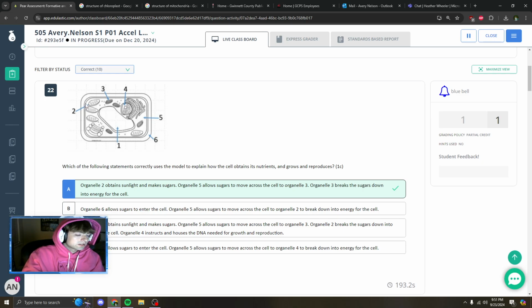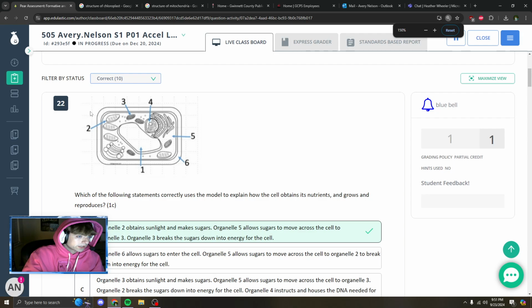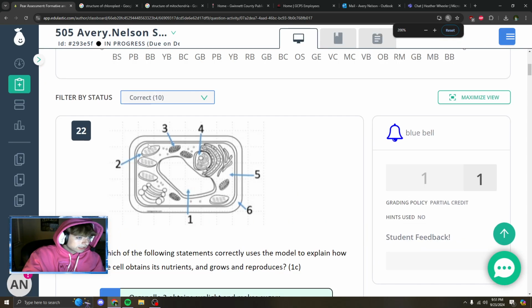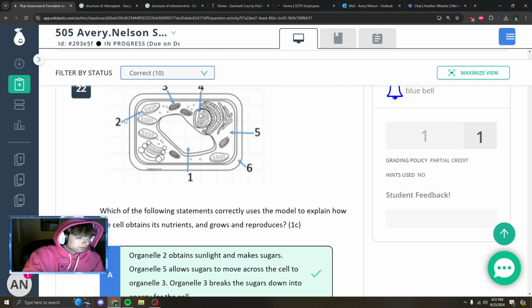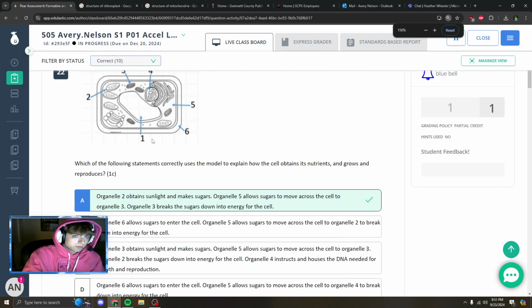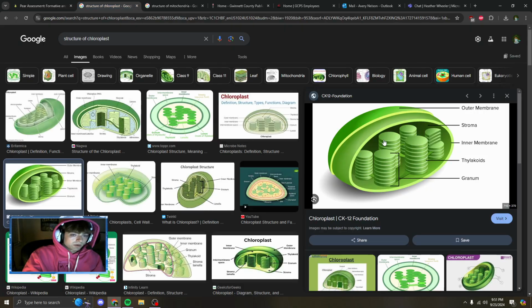This one we had to distinguish the difference between a chloroplast and a mitochondria. So if I zoom in here, I see that number 2 has these little discs, these circular discs. So that tells me number 2 would be a chloroplast. When I look at the structure of a chloroplast, you can see these thylakoid stacks right here, these little discs. These are going to be a giveaway that this is the chloroplast in any model of a cell.